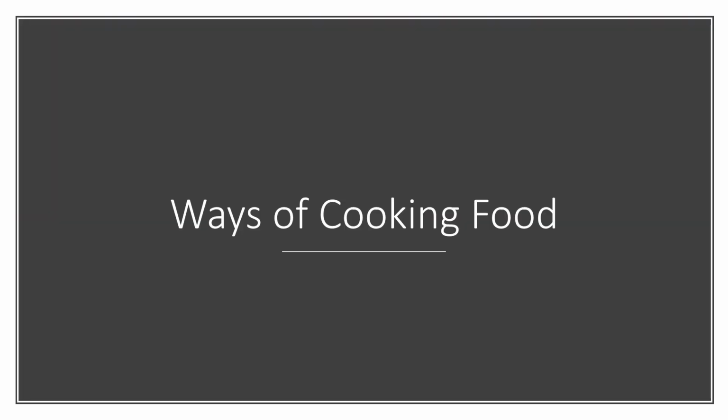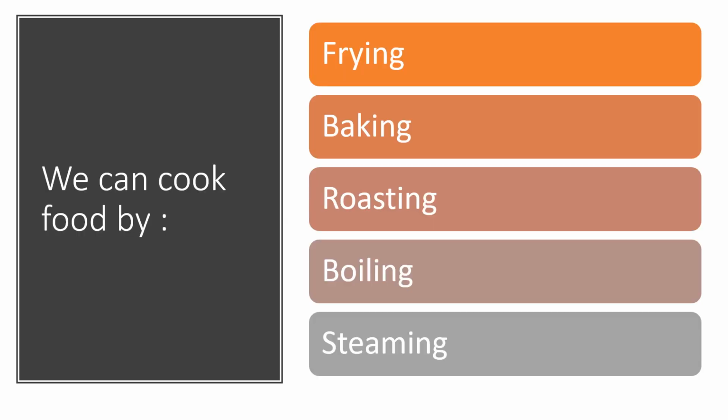Yes, today we are going to learn about the ways of cooking food. Food is cooked, we've learned that. Now let us look at the different ways we use to cook food. Yes, here are the 5 ways, children, that we use to cook food. Food can be cooked by frying, baking, roasting, boiling and steaming.